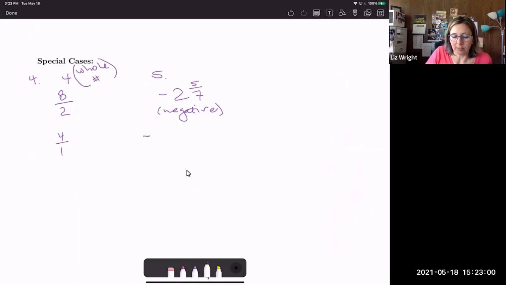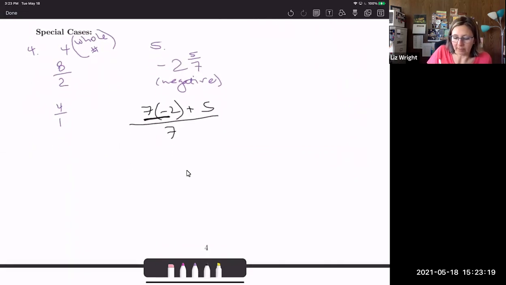I will see students go 7 times -2 plus 5 all over 7. And they're going to go out like that. Don't do that, because that's going to give you your -14 here, and then you're going to add 5 to it. You're going to get the wrong numerator. So what I want you to do instead is think about putting parentheses around this like that. And then we're going to go 7 times 2 plus 5 all over 7, and your fraction is going to be negative.